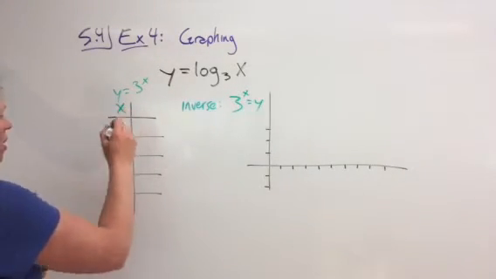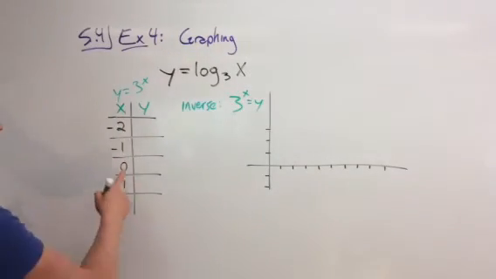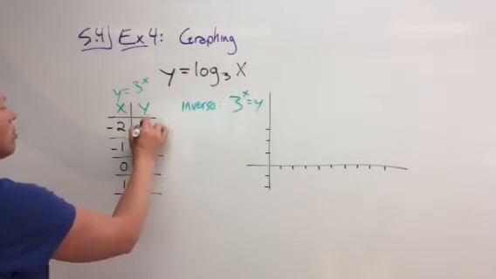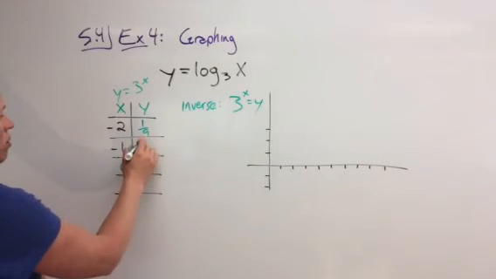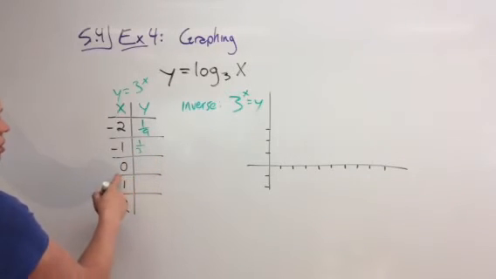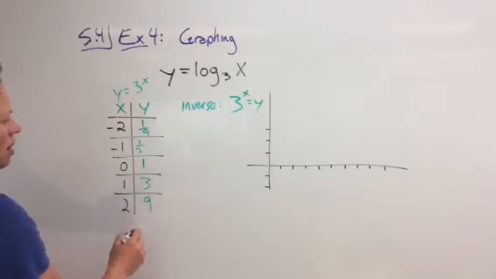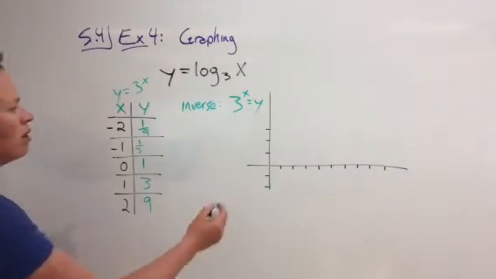And that's easy. So for this inverse graph, if I have x, I can find y pretty easily. 3 to the power of negative 2 is 1 over 3 squared, so that's 1 over 9. 3 to the power of negative 1 is 1 over 3 to the power of 1, which is just 1/3. And anything to the power of 0 is 1. 3 to the power of 1 is 3. 3 squared is 9.